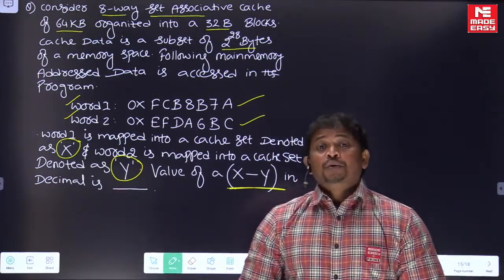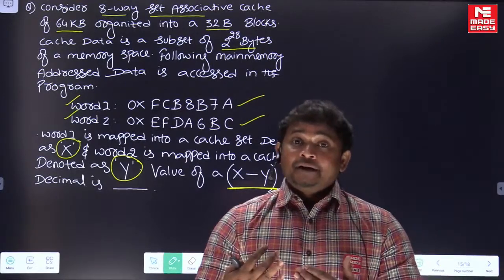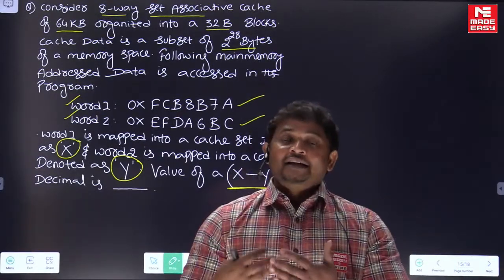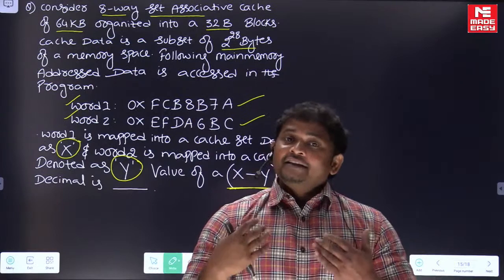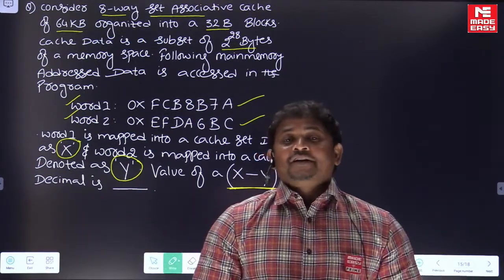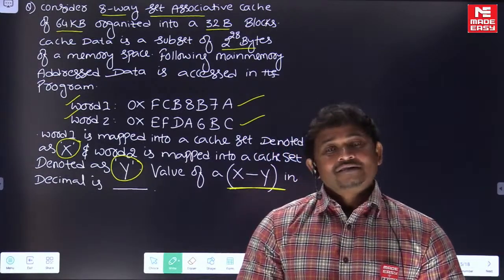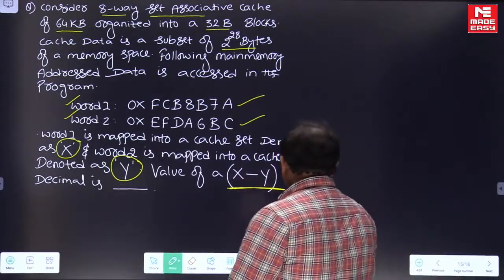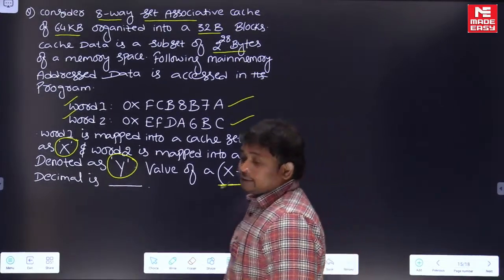Then what we need to do? We need to identify the set number where the first word data is mapped, then find the set number where the second word data is mapped. Now take the difference. That is the answer. Easy one. What is the answer? Tell me.